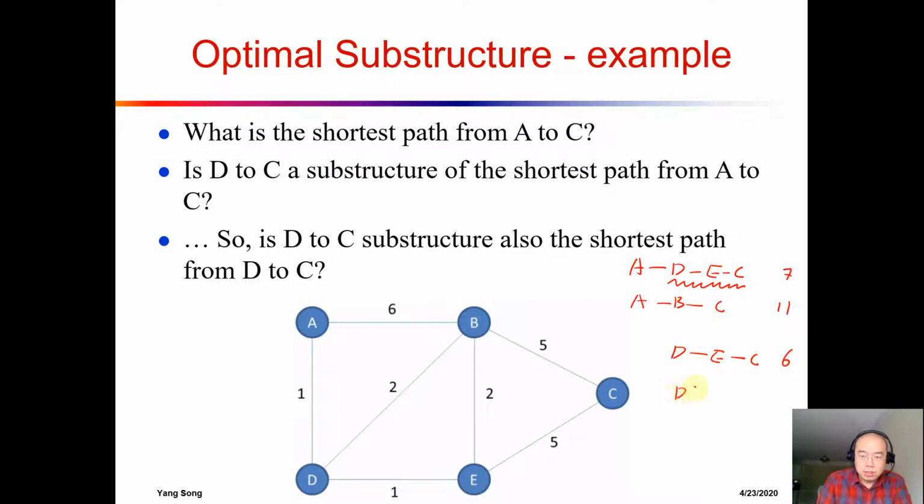Say from D to B to C, that is 7, right? Or if you want to try something longer, D to B, then to E, and then to C, that is D, B, E, C, which is 9. So in this case, this one wins. Okay, so that's the observation. From A to C we have already got the shortest path, and based on the optimal substructure rule, if we pick a subpath D to C, then D-E-C is also the shortest path from D to C.